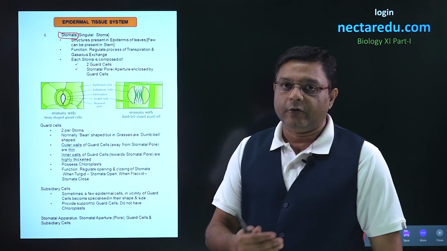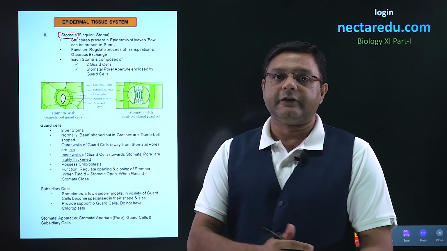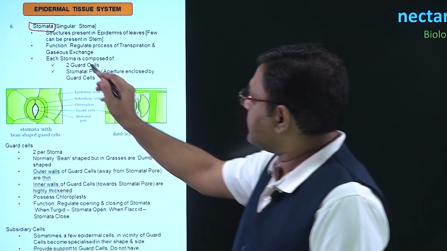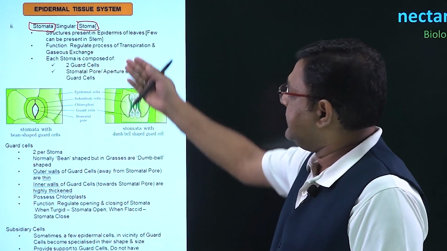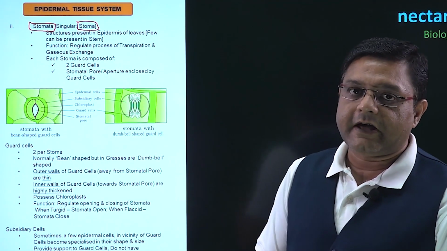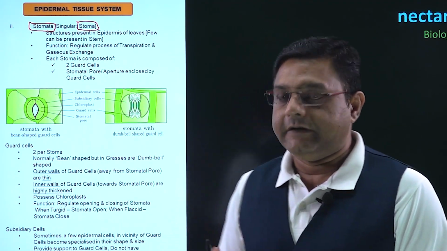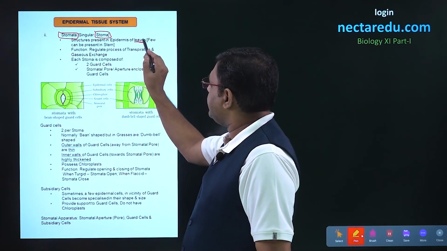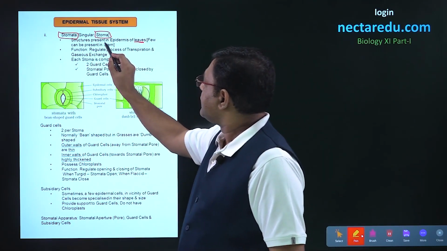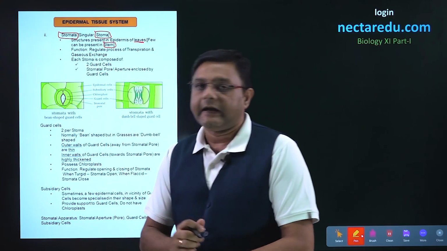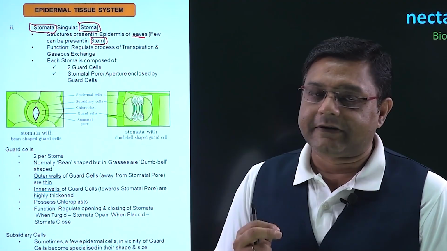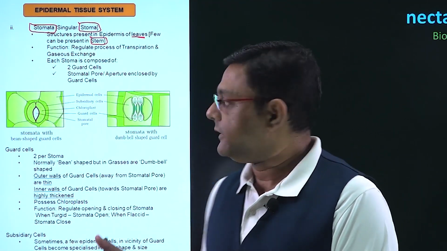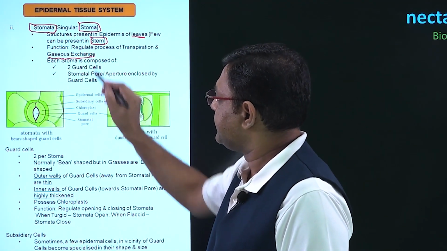In this particular video, we will look into the details of stomata. Now, the singular of stomata is stoma. These are the structures which are present in epidermis of leaves, but there can be some cases in which stomata are also present in stem. Function of stomata: these regulate the process of transpiration or gaseous exchange.